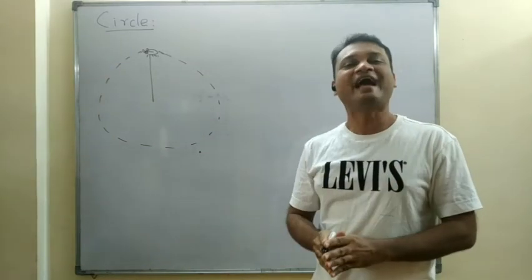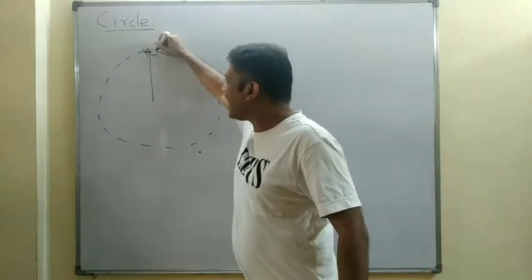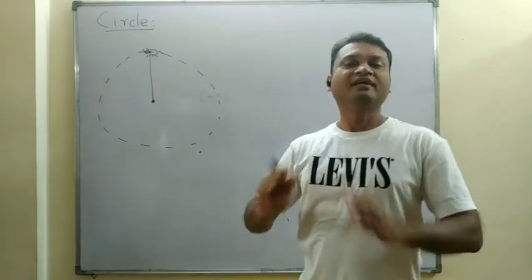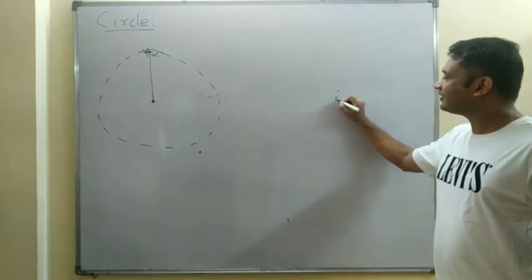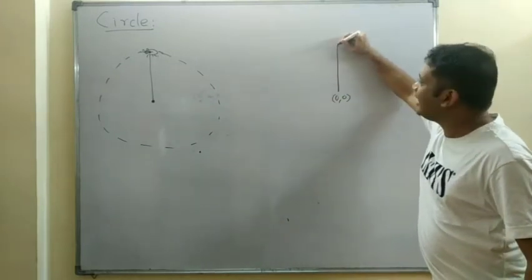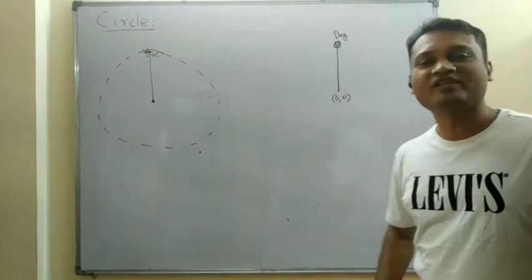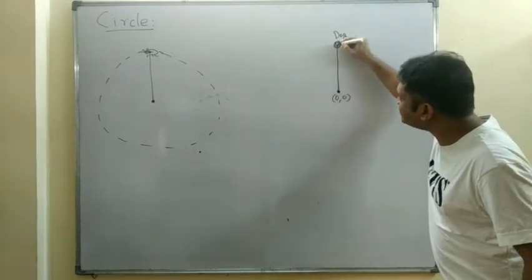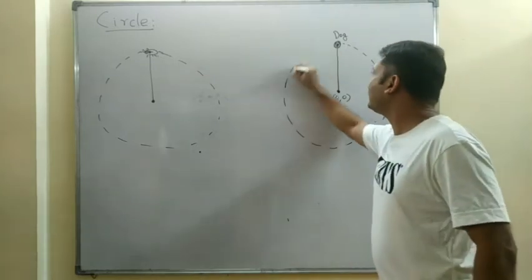So how do we exactly define a circle? Suppose an object moves at a constant distance from a constant fixed point, then the curve is called a circle. Suppose that fixed point is the origin 0, 0, and this is the string of the dog, and this is the dog itself. Now the dog wants to move away from the string. Because the string is fixed at this point and here we have the dog, the dog will always move in a circular path.